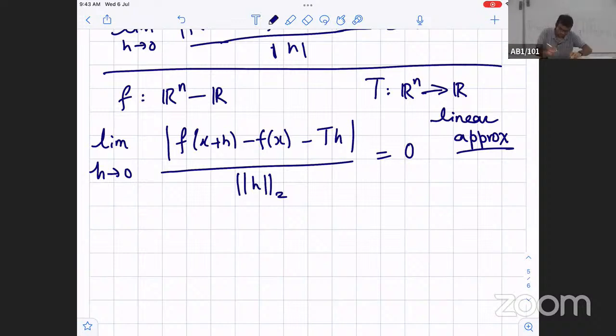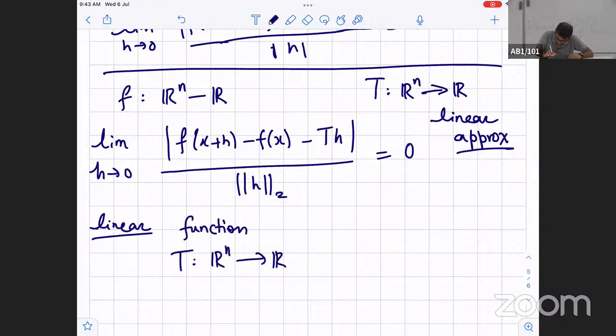Okay. So can you give me an example of a linear function? I want to explain this a little more. So I want an example of a linear function from Rn to R. Can you give me an example?